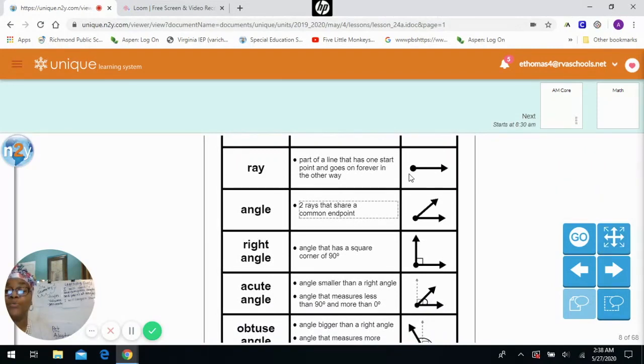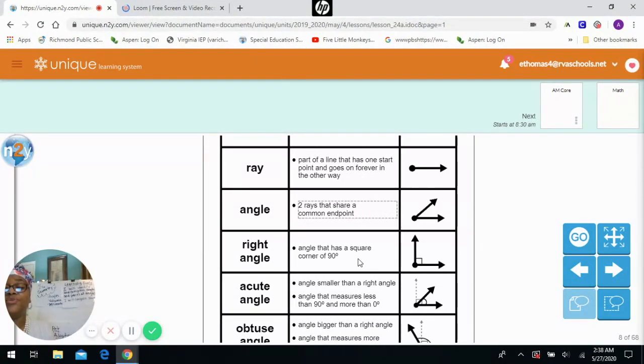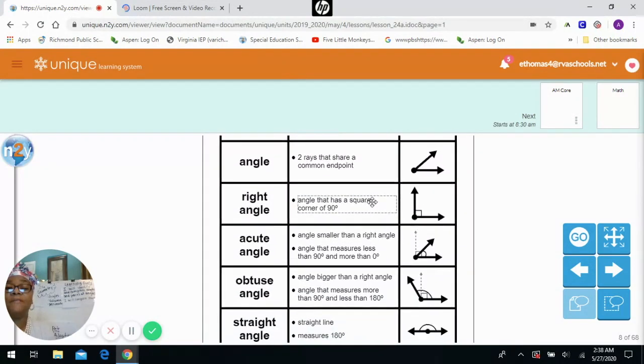That's a ray. Now remember, it's just ray, not array; array is something else. Angle: two rays that share a common endpoint. That's an angle. It comes down to here, comes there. This is the angle. We didn't have to say what kind of angle that is.